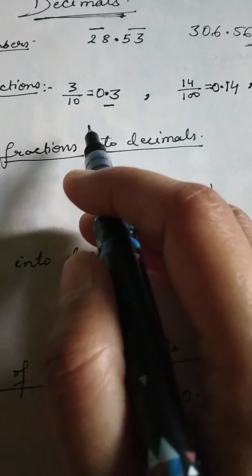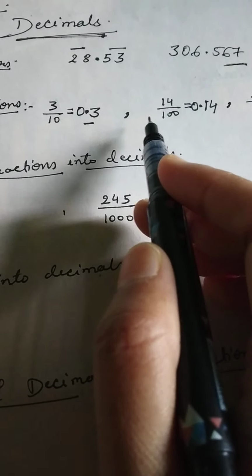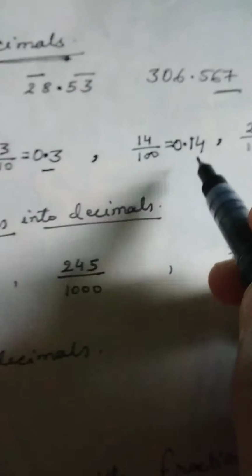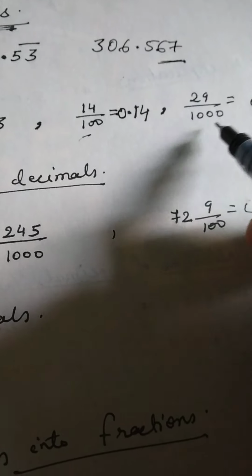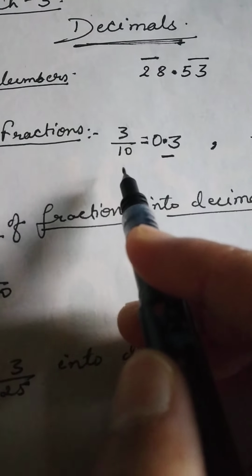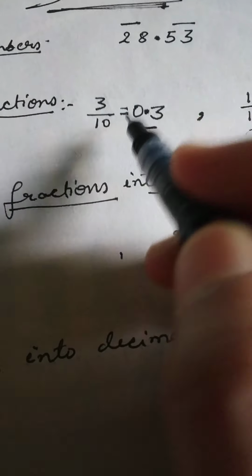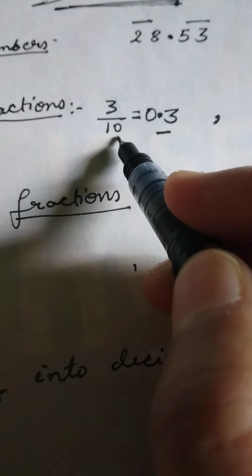Now, what are decimal fractions? Fractions having denominator 10 or a higher power of 10 are called decimal fractions. So 3 by 10 is called a decimal fraction. 14 by 100 is called a decimal fraction. 29 by 1000 is also called a decimal fraction. But how can we change a decimal fraction into a decimal number? It is very easy. Just see, there is one 0 in its denominator.